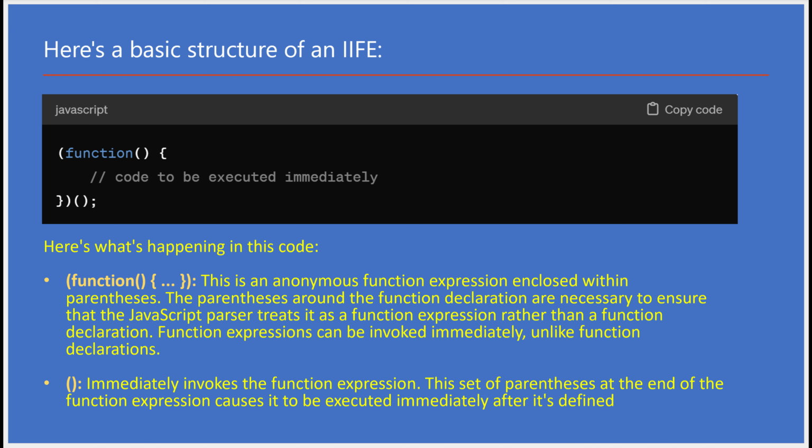The parentheses wrapping around the function declaration are the guardians that ensure the JavaScript parser treats it as a function expression, rather than a function declaration. The difference is crucial because function expressions can be invoked immediately, unlike function declarations.